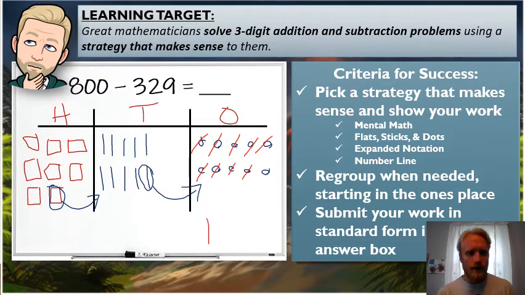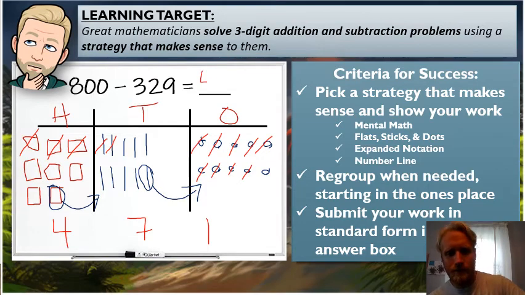Alright, so now I can move over to the tens place. I'm taking away 2 tens. 1, 2. And I'm left with 1, 2, 3, 4, 5, 6, 7. Remember, I'd already moved over one of those tens into the ones place. And lastly, now I just take away 3 of the hundreds, and I'm left with 4 hundreds there. So what is my final answer? 800 minus 329 equals, you got it, 471.